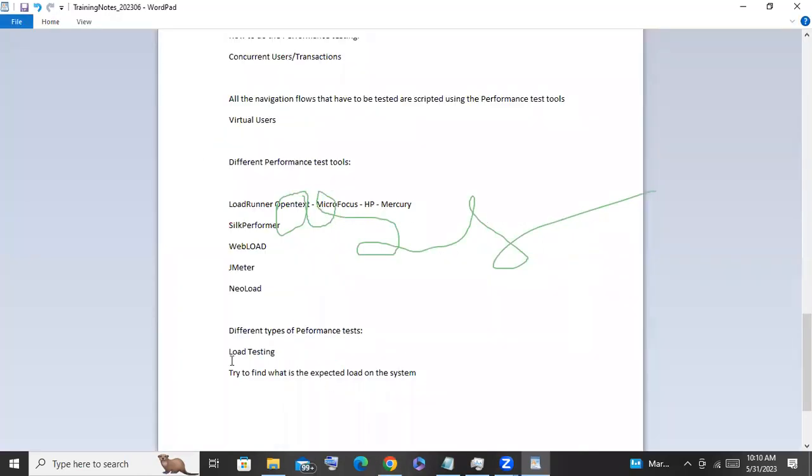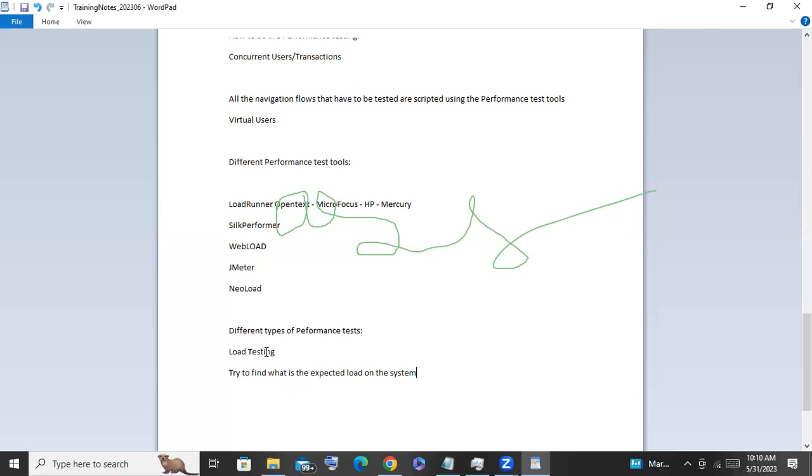All right, guys. So this is what load testing is. You are trying to find what is the expected load on the system, and you are testing the system with that kind of load. And when I say load, guys, what do I mean by load? Yes, transactions and users. Exactly. It's not only users, it's also about the transactions.